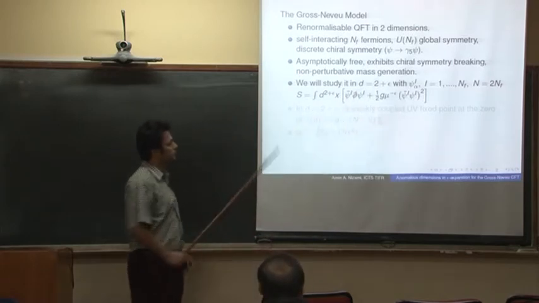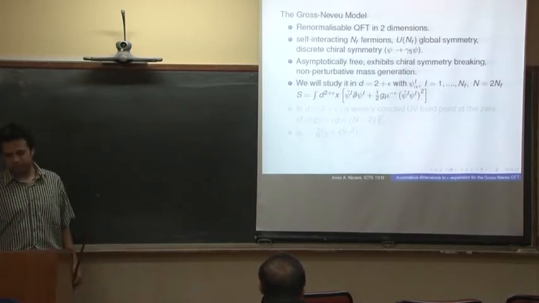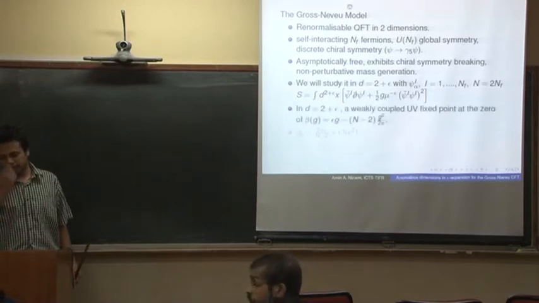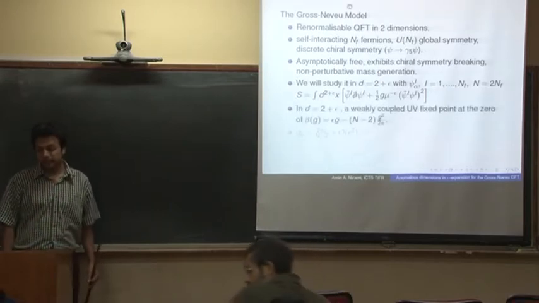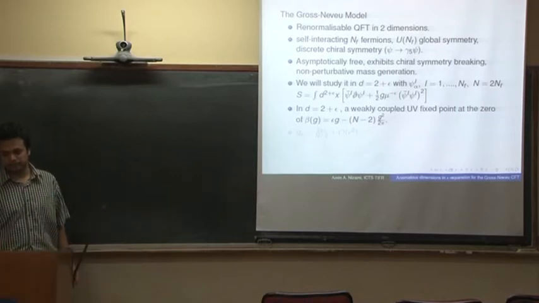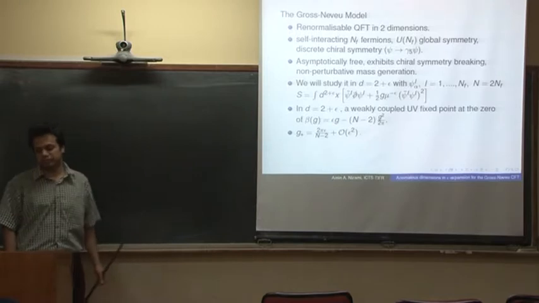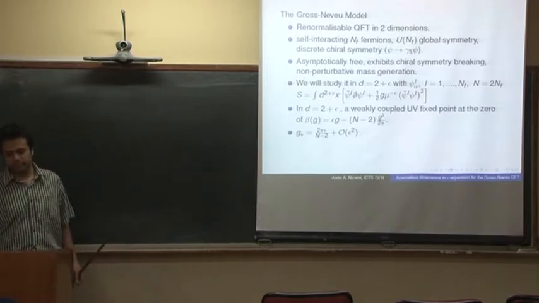So we'll study it in 2 plus epsilon dimensions. And it turns out if you study it in 2 plus epsilon dimensions, then you compute the beta function perturbatively in the coupling. Then there's a weakly coupled UV fixed point, which occurs at this value, g equal to g star, a moderate value quantity. Okay, so at this point you have a conformal field theory, which is weakly coupled.